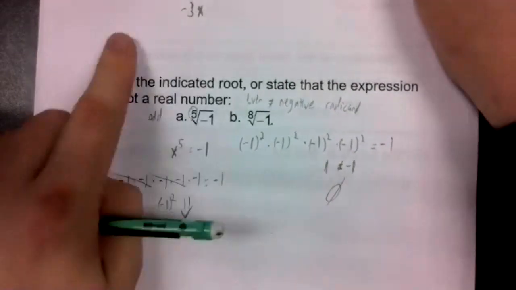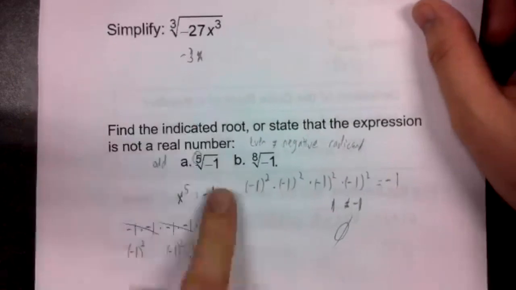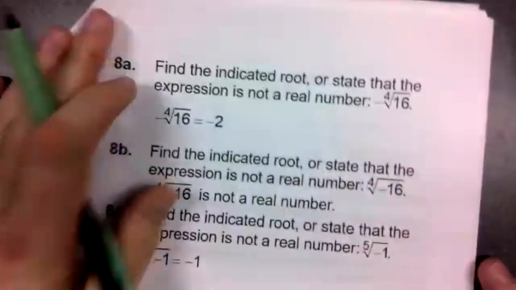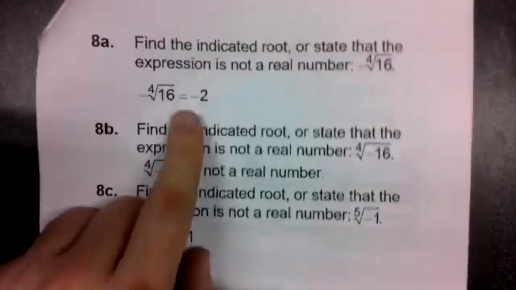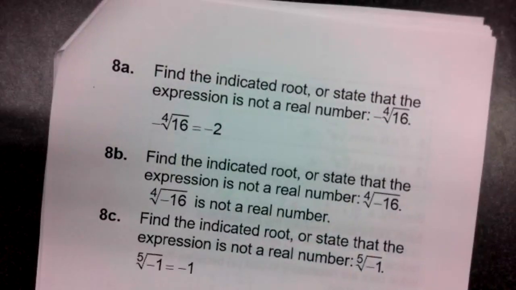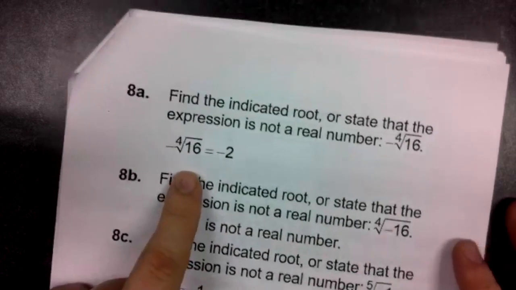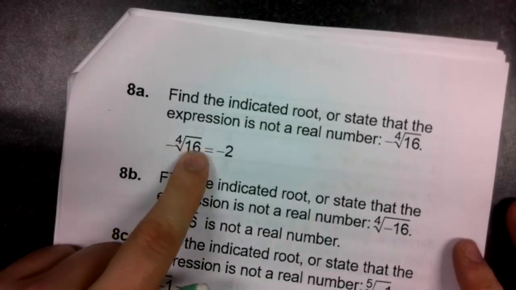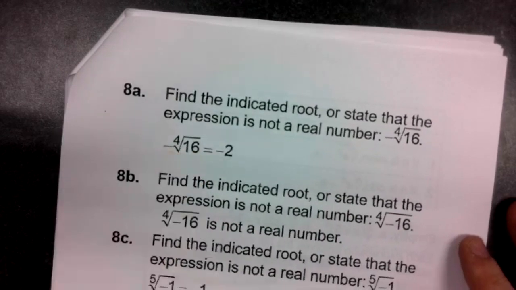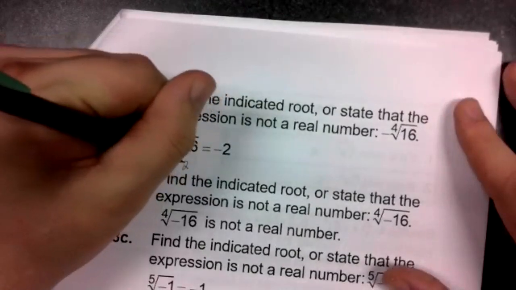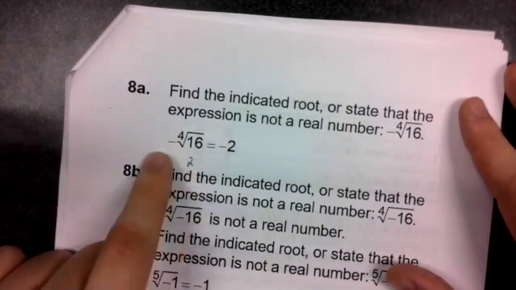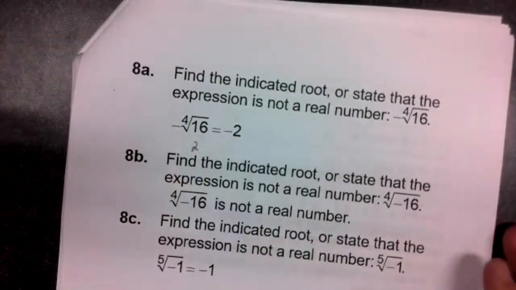Okay. So we've talked about square roots, cube roots, and now we're getting into higher roots. So we're kind of generalizing it. So we're going to generalize it even more. We're going to look at a few more examples. So this one says, find the indicated root or tell me that there's not a real number. So if I look at this one, I want to know what's the fourth root of 16, and then take the negative of that. So the fourth root of 16 is 2, and the negative of 2 is negative 2.